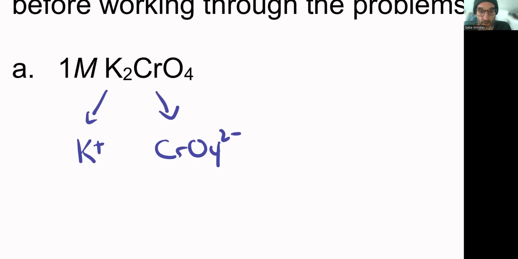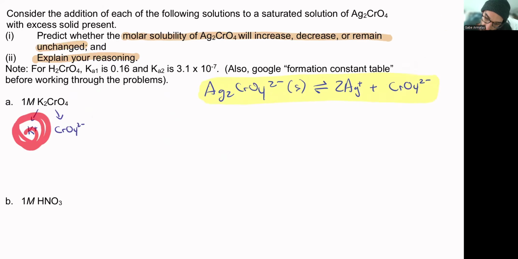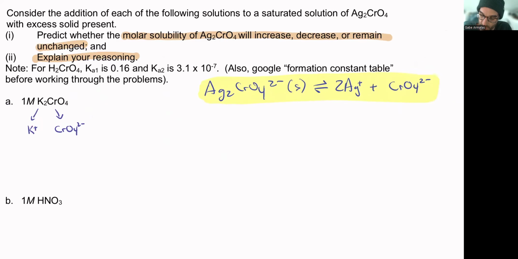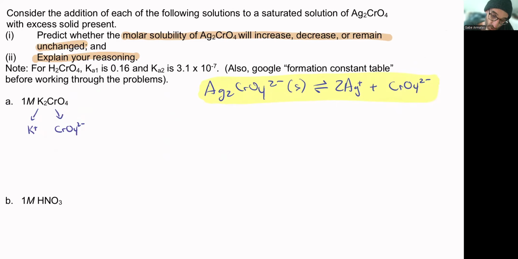So if I think about these two things versus the reaction that I have, well, I have potassium, right? So the potassium can interact with the chromate. That's what it can interact with. The chromate is actually already present. So perhaps we're going to do this on the next one. The first thing you should look for when we're doing this is, do I have a common ion?